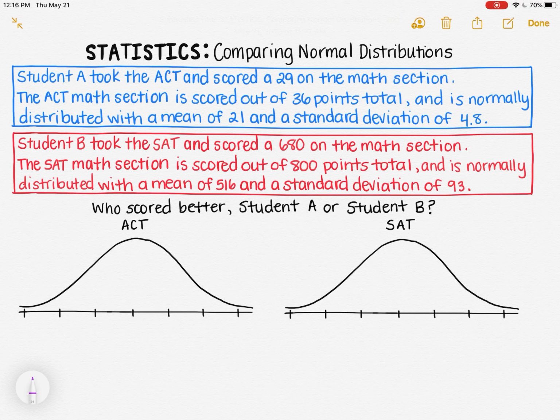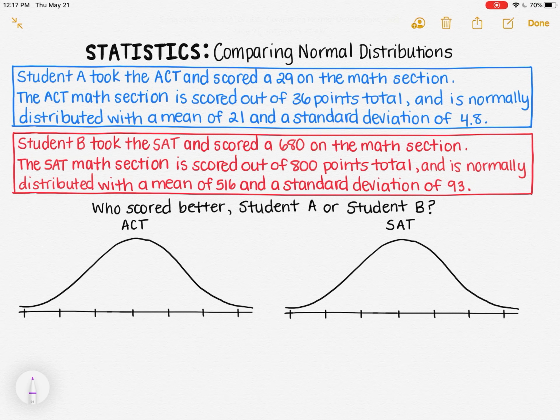Because the ACT is scored out of 36 points and the SAT is scored out of 800 points, it's really difficult for us to determine who did better because the scores are such different values. Now, since both sets of data are normally distributed, I've already drawn a normal bell-shaped curve for the ACT scores and the SAT scores. It will be helpful if we can plot each student's score on the normal curve for their exam and see which score is farther above the mean. Whichever score is farther to the right on the curve would be the student that did better on their exam.